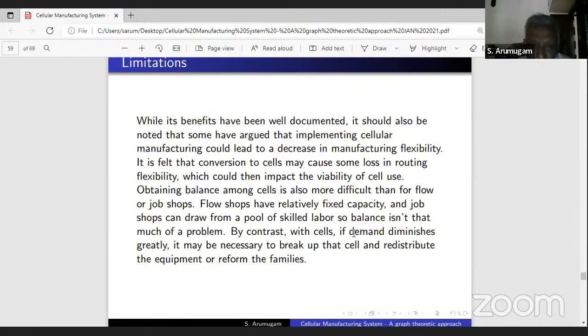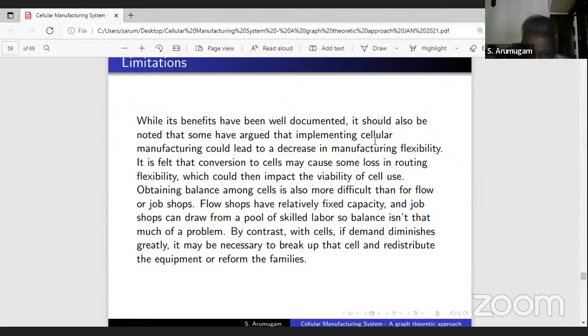So benefits have been well documented, and there are some limitations. People say flexibility in the manufacturing process is coming down. Flexibility is coming down because I have to work within the cell. Then when there's a need, I have to move to another cell. Not much flexibility. That is one disadvantage expressed by a set of people.